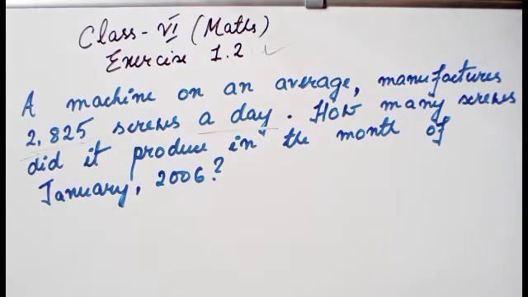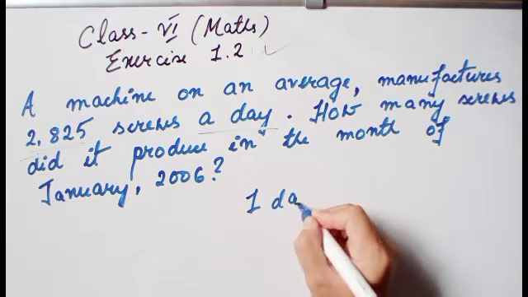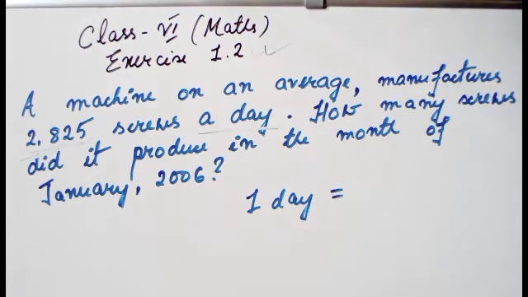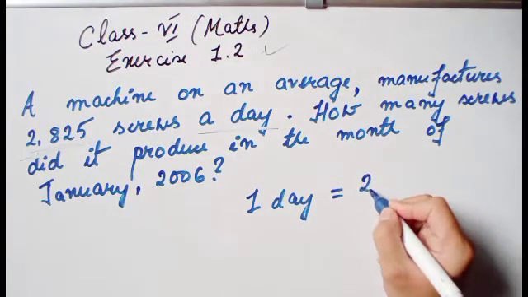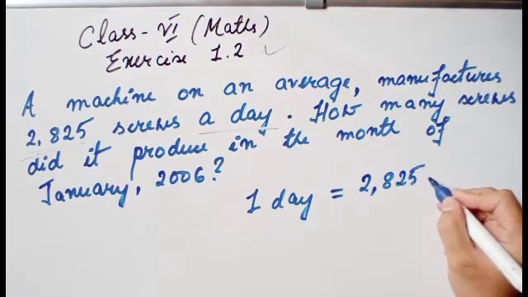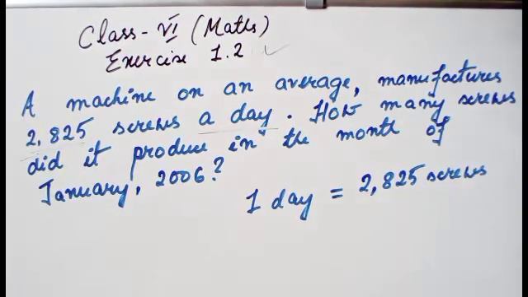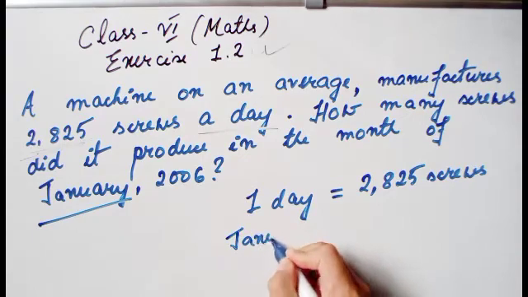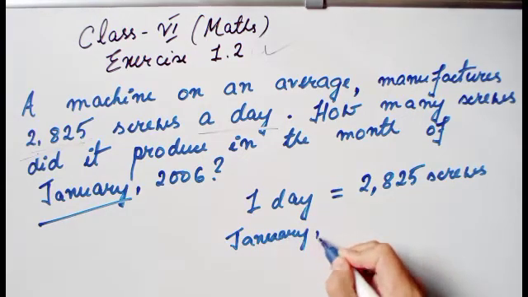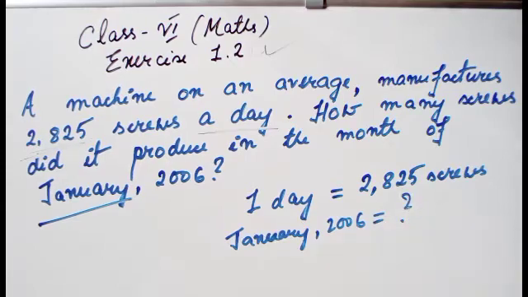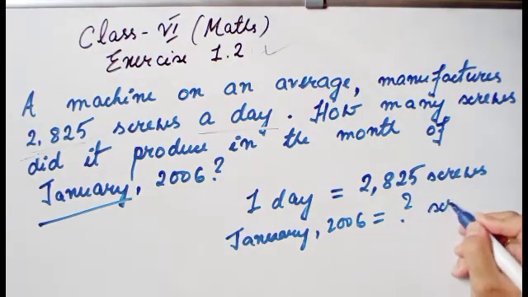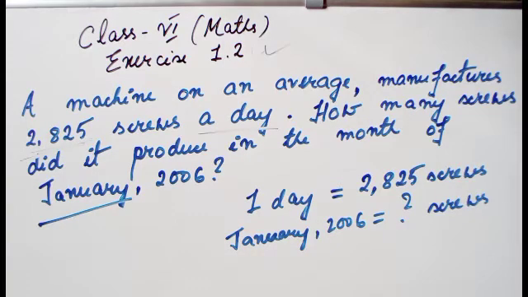2006? Understood, students? So the first thing that we need to know is that in one day, the number of screws produced by this machine is 2825 screws, right? Then the question asks us to find the total number of screws that this machine produced in the month of January 2006, right? We have to find the total number of screws produced in the month of January 2006, right?